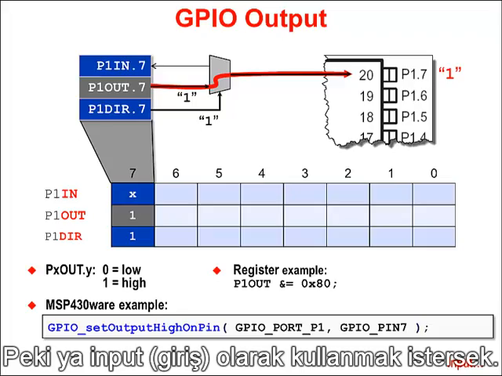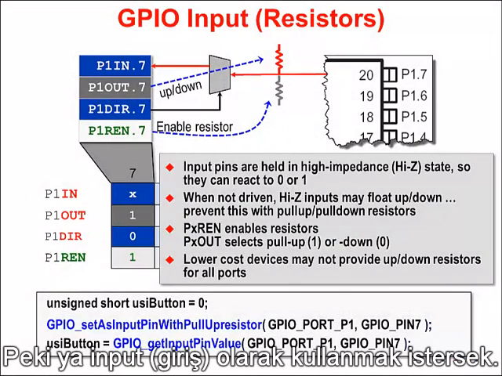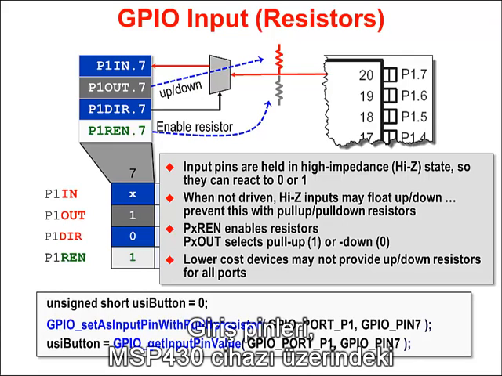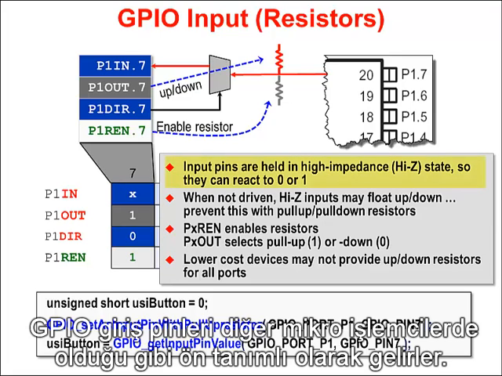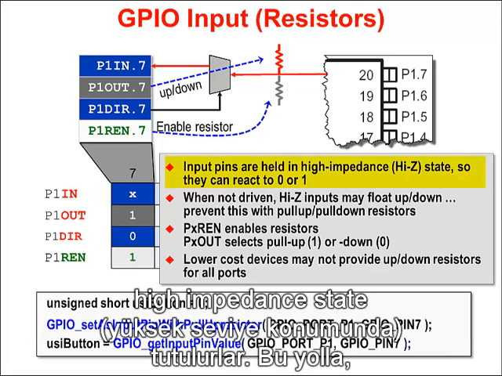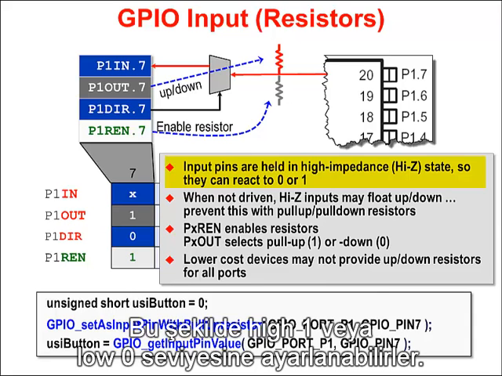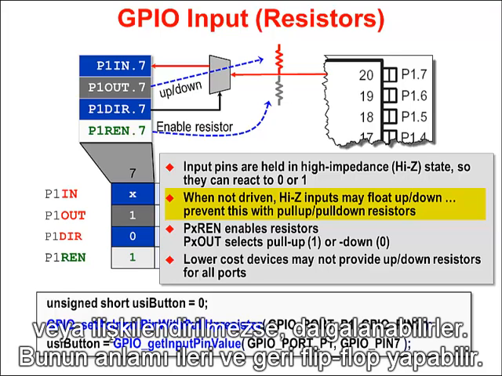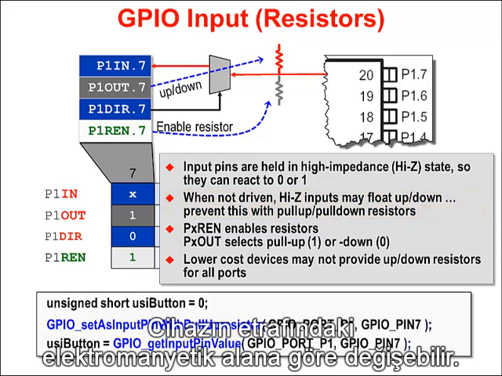Now, what if we wanted to use an input? In this case, it's a little bit more interesting. The GPIO input pins on the MSP430 are like you probably find on most microprocessors. They're held in a high impedance state. That way, they can be driven high to a 1 or low to a 0. The problem with that is if you're not connecting them to anything or they're not being driven, they can float, which means they kind of just flip-flop back and forth depending on the electromagnetic environment around the device.